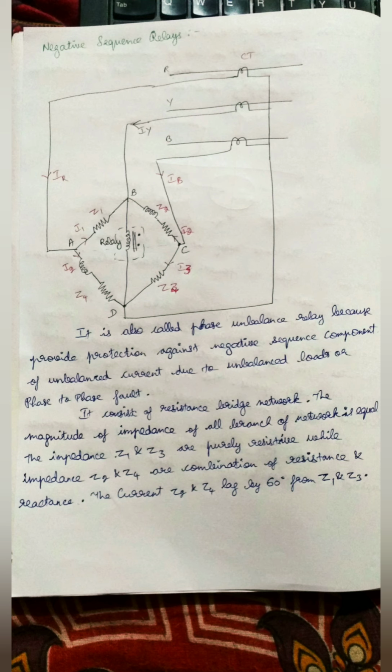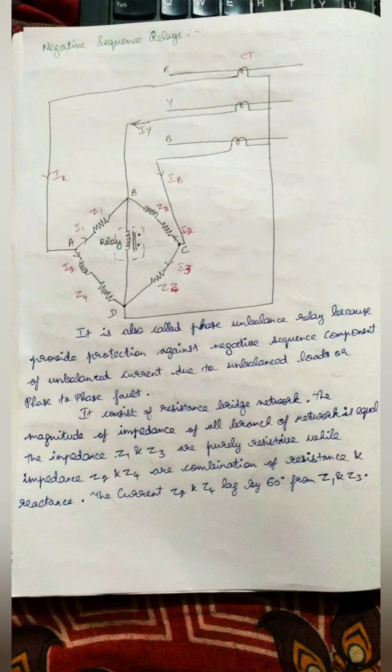It consists of a resistance bridge. The magnitude of impedance of all the arms of the bridge is equal. The impedances Z1 and Z3 will be purely resistive, while Z2 and Z4 are a combination of resistance and reactance. The current in Z2, which is I2, and the current in Z4, which is I4, both lag by 60 degrees from the Z1 and Z3 currents.